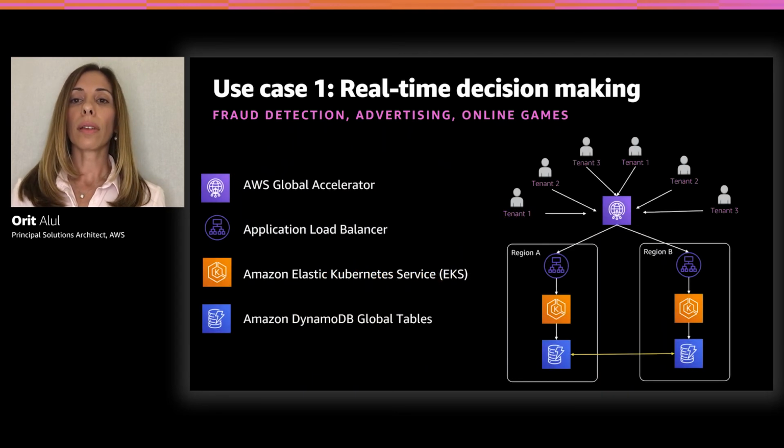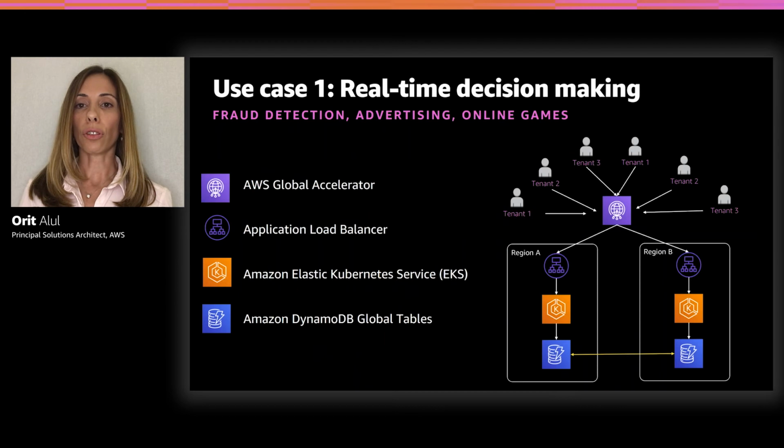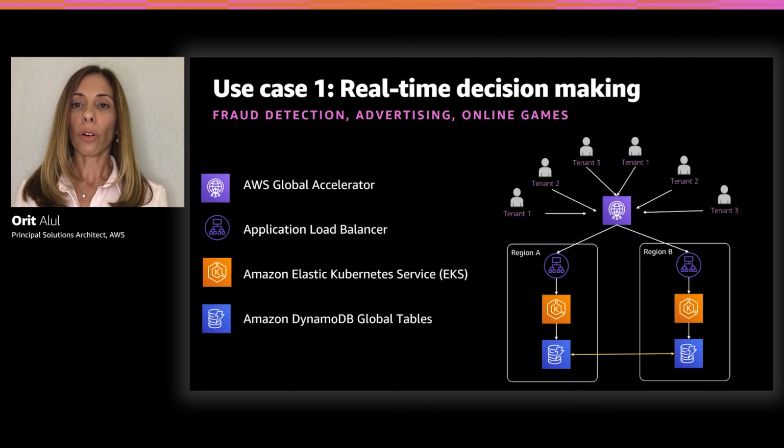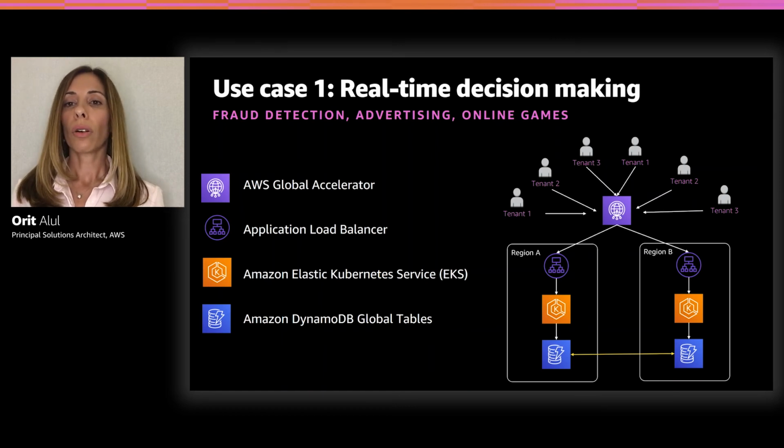For this use case, I would like to suggest the following architecture. We'll have the application services deployed behind a load balancer, of course. In this case, I chose the Application Load Balancer. For the application services orchestration, I chose Amazon Elastic Kubernetes Service, or EKS. Similarly, I could have chosen Amazon ECS, AWS Fargate, AWS Lambda, or even EC2 instances.